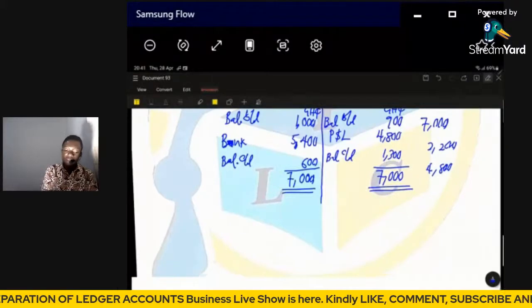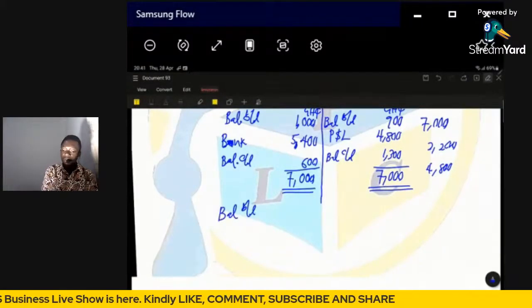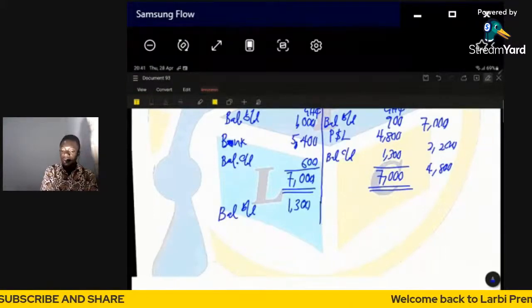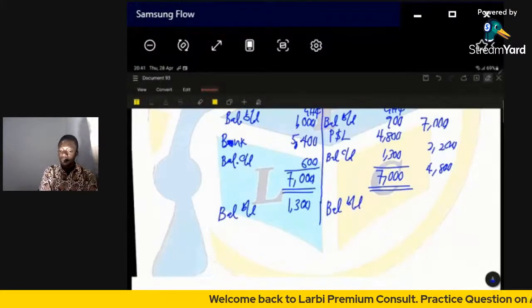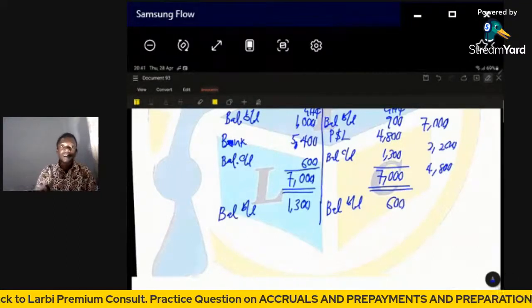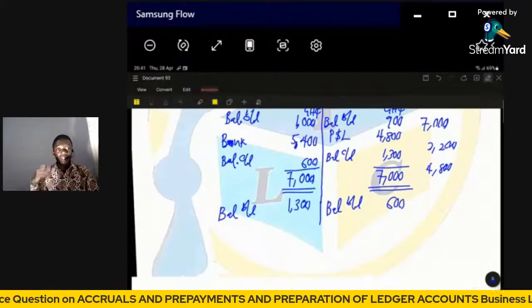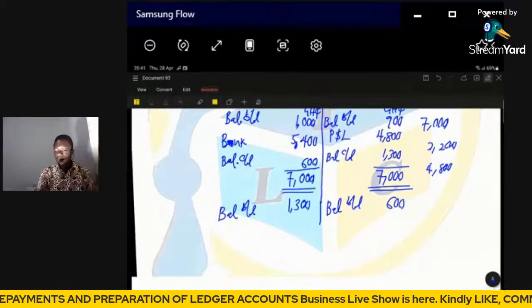And then you have your balances written down. So this balance is going to be sent to the next accounting period. So 1,300. And then you're going to have another balance down here of 600. And that is it. You are done. So this is actually how we deal with prepayments and accruals. Accruals and prepayments. So let's take note of that.